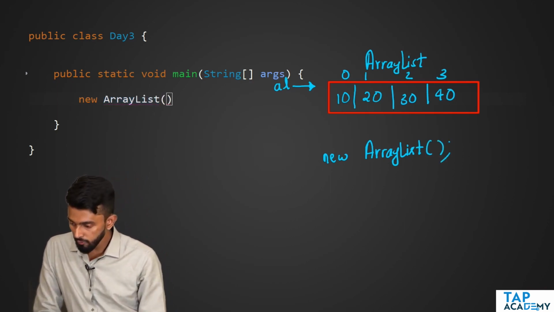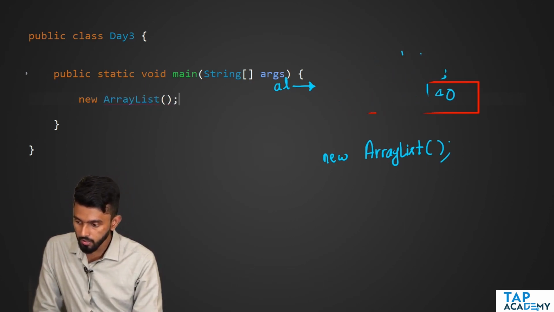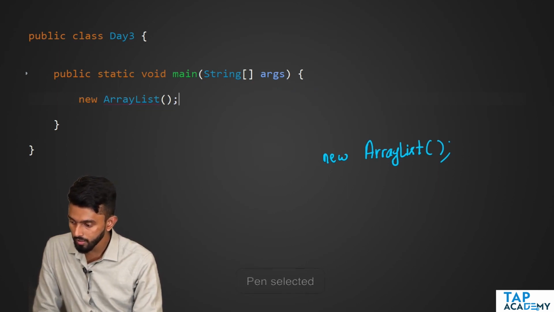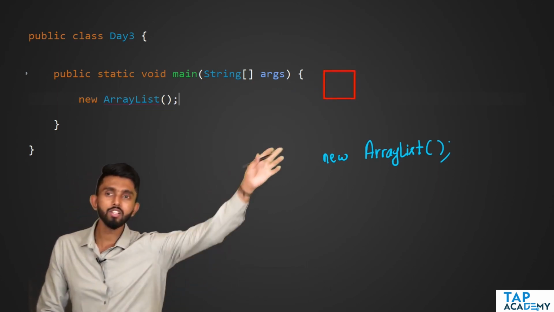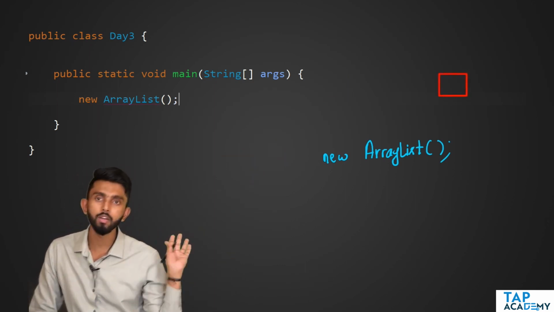Now, if you do this, initially what is going to happen is Java is now going to automatically create one array list like this. It is automatically going to create an array list. Initially this array list is going to be empty, friends. Initially this array list is going to be empty.